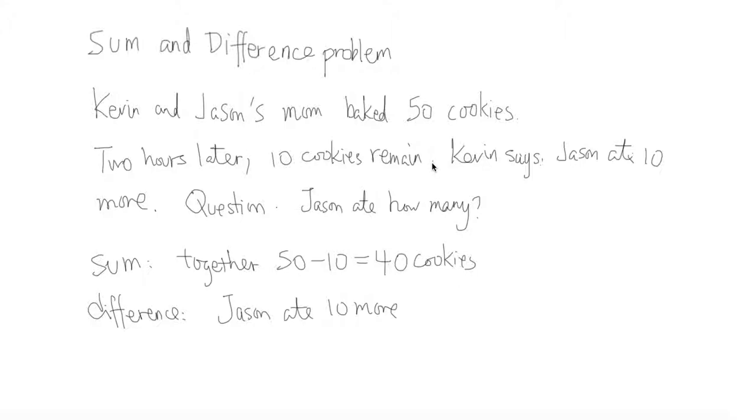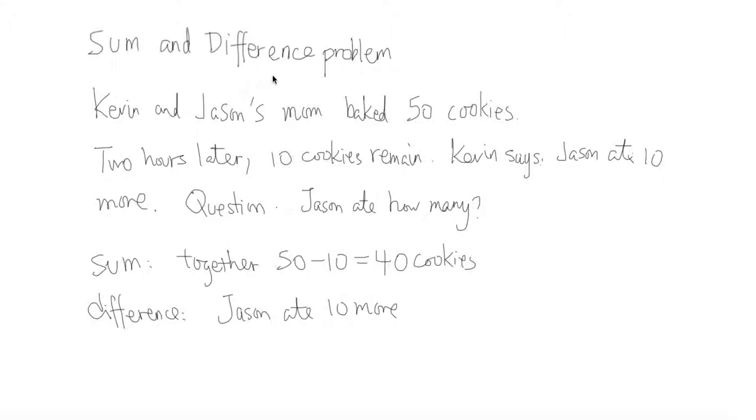Now the mom is wondering who ate all these cookies. And the mom asks, and Kevin says, okay, Jason ate more. And Jason ate 10 more cookies. So now, given all this information, we have the question: how many cookies did Jason eat, and how many did Kevin eat? So this is a typical sum and difference problem.